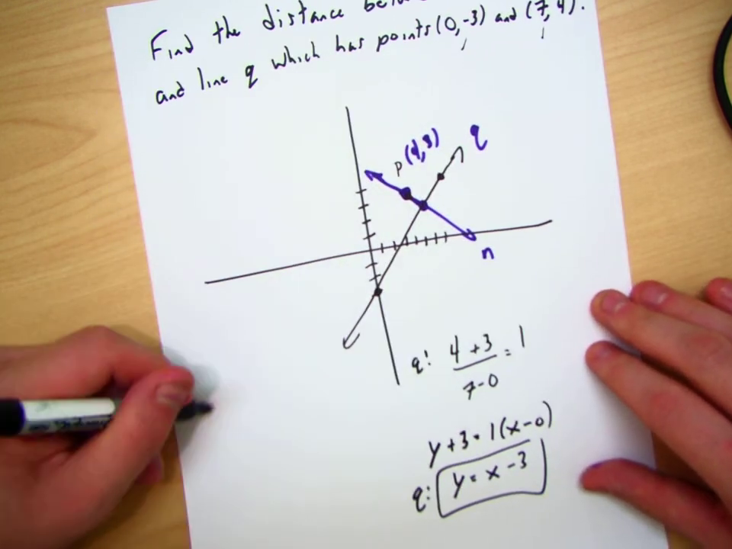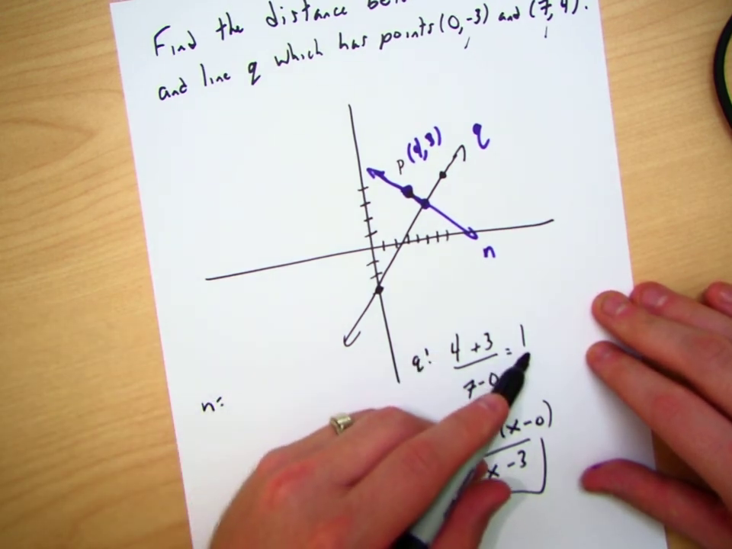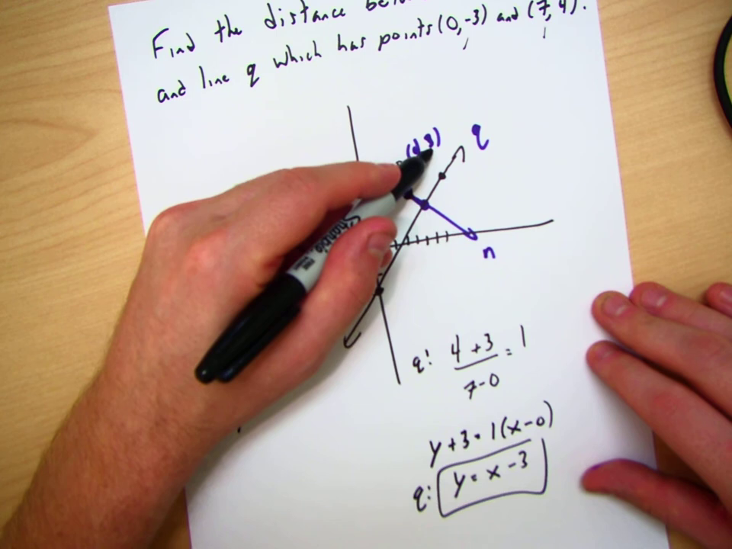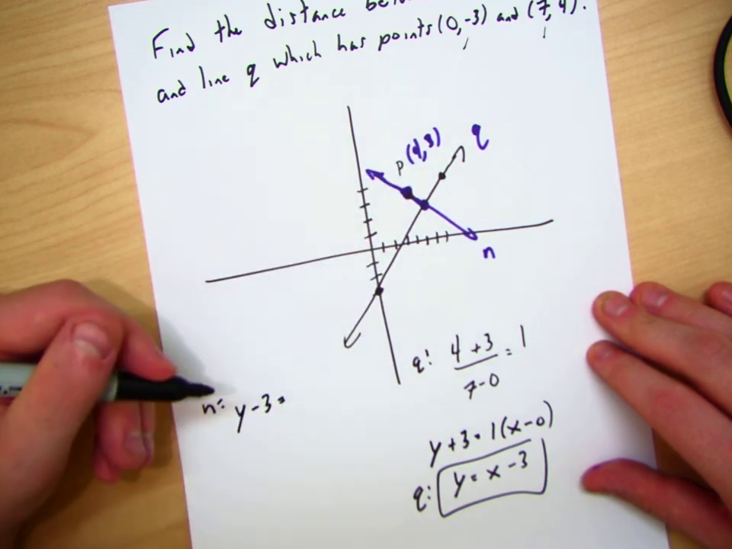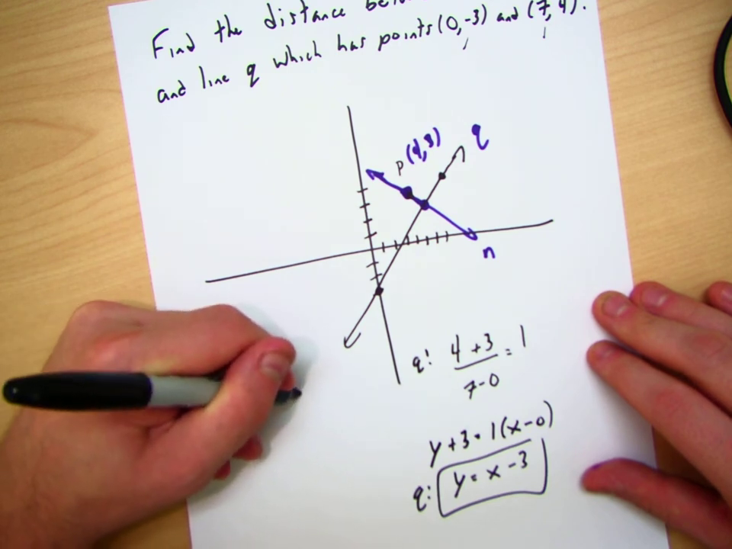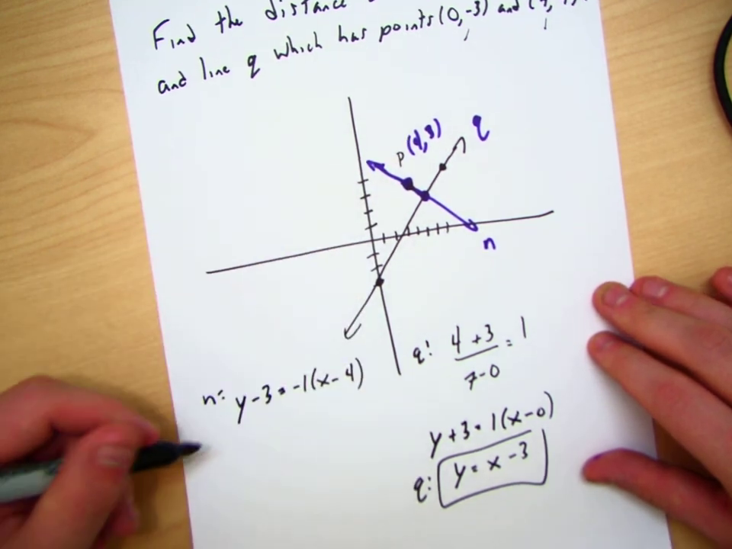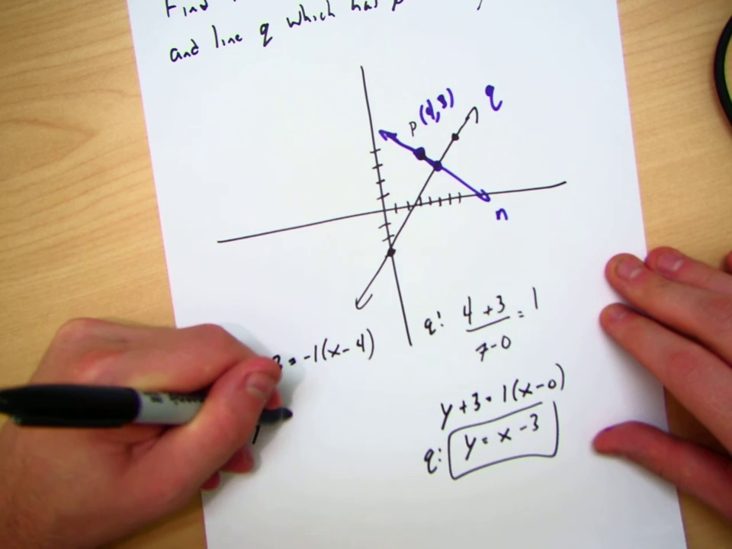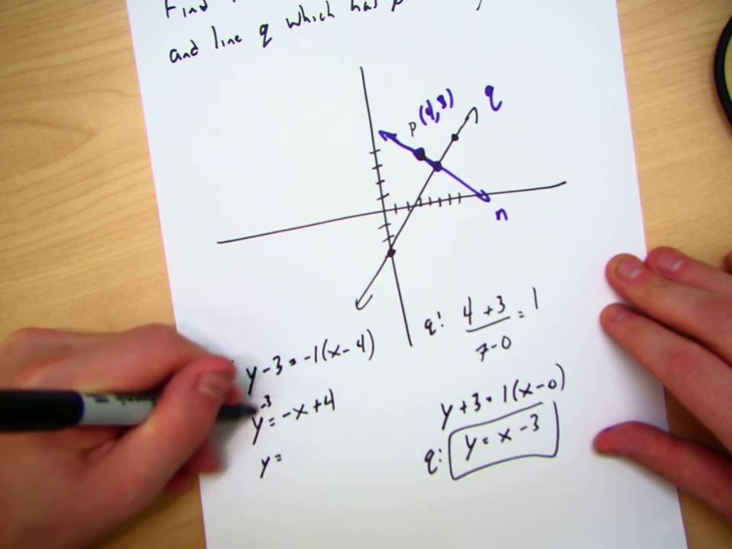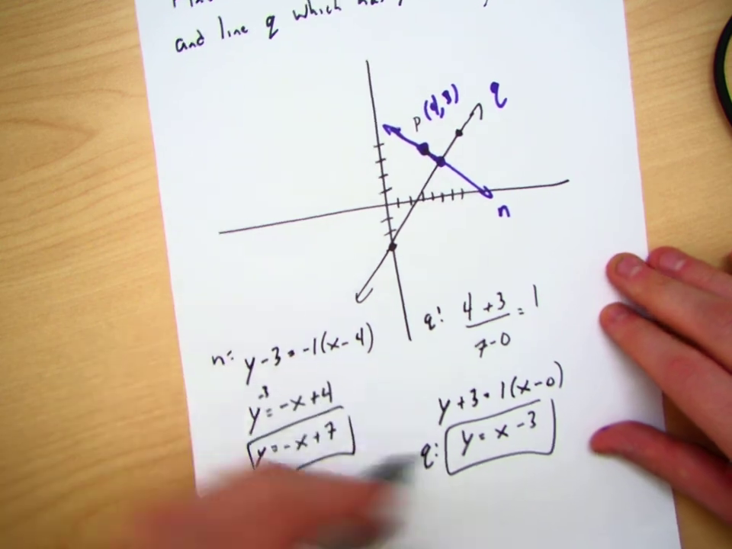How about for line N? Well, for line N, the slope should be equal to -1. That's the negative reciprocal of this. And so my equation is going to be y minus 3, since that's a point I know, is equal to -1 times x minus 4. If I simplify this, sorry, there should be minus 3 there, and if I move the 3 over to the other side, I get y is equal to -x plus 7. So I get these two equations.